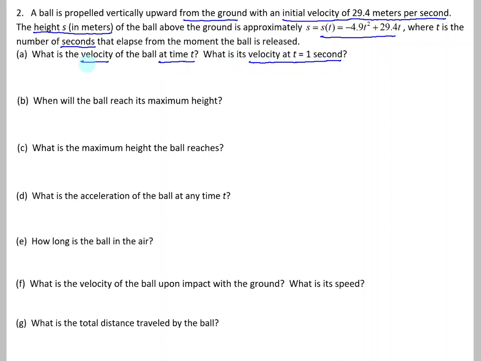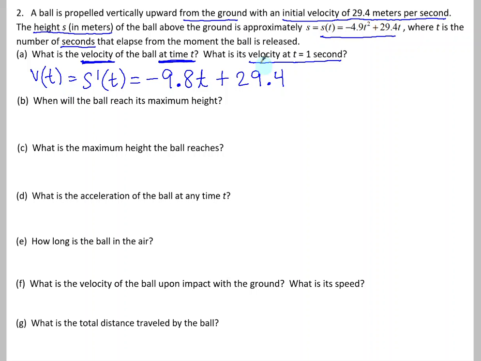Well, we remember that velocity is the rate of change of position. And if it's at one instance in time, that's the instantaneous velocity, which is the derivative of position, or s prime of t. So using our power rule, we take the derivative of the s of t function. We get negative 9.8 when we multiply by 2, t to the first power, plus 29.4, and then there's no more t, 29.4. This is the velocity at any time t.